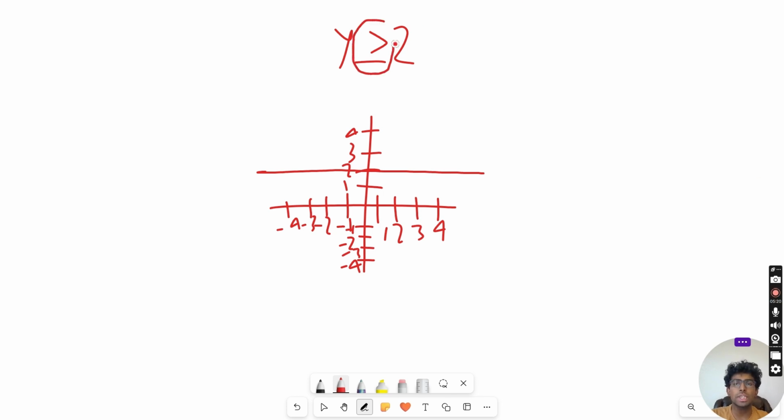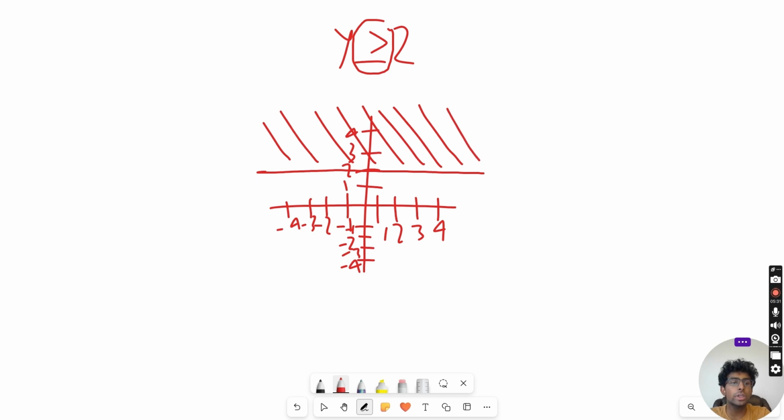Here it's greater than or equal to. So that means it's including this line and what's above. So that means it's going to be everything that is above here. You'd be shading areas when it comes to graphing inequalities, and this upper area is what you'd be shading because our inequality is greater than or equal to 2.